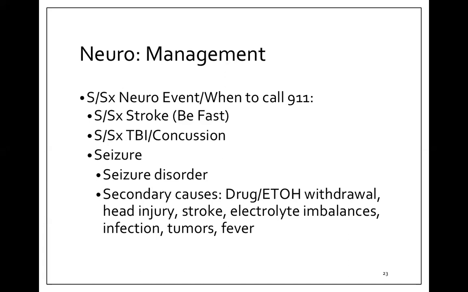All right, so let's take a look at the management of neuro events and when 911 may be appropriate. Again, the big ones that we need to be aware of are the signs and symptoms of a stroke, signs and symptoms of a concussion or a traumatic brain injury, and then dealing certainly with a seizure. Now, someone may have a long-standing seizure disorder, and again, going back to that overview and that important general to specific assessment, ask about history of disease and medications. Also, seizures can have secondary causes, which can be drug and alcohol withdrawal, or a stroke. So, a recent fall, someone hit their head, or some other kind of injury. We can also see seizures with electrolyte imbalances, infection, tumors, and even fevers that go really high.